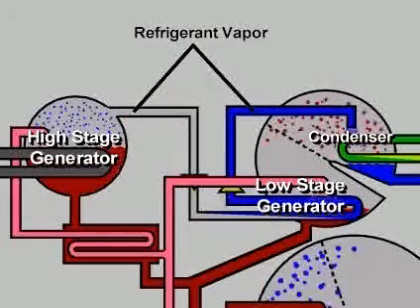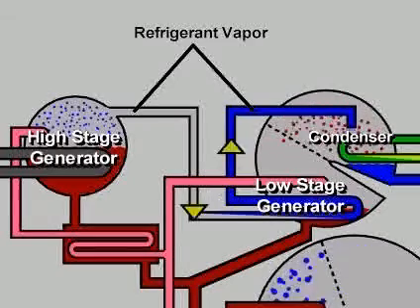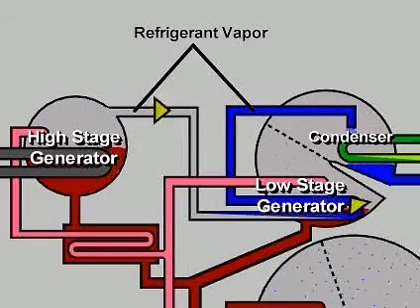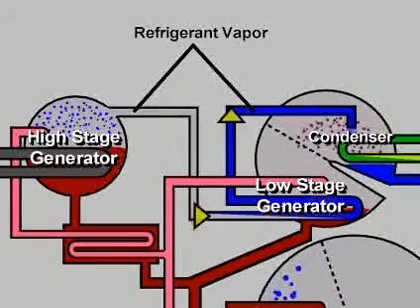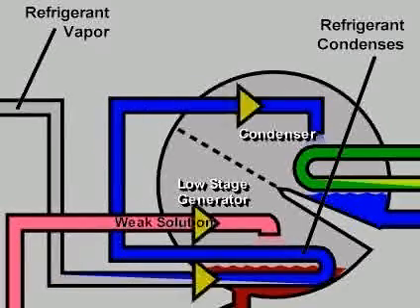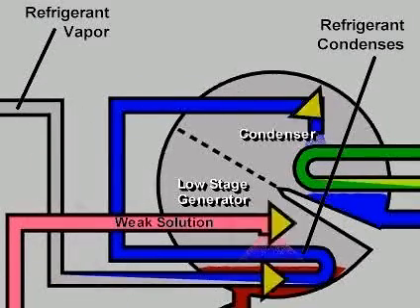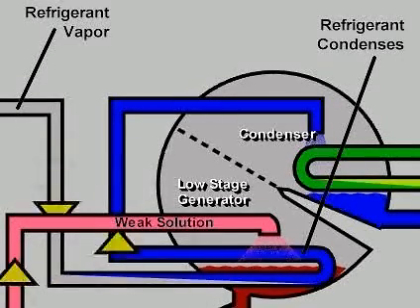The higher pressure refrigerant vapor flows from the high-stage generator into the tubes inside the shell containing the low-stage generator and the condenser. Here, three things happen simultaneously. Inside the tubes, the vapor condenses to liquid as it releases its heat of condensation to the weak solution that is spraying over the tubes.